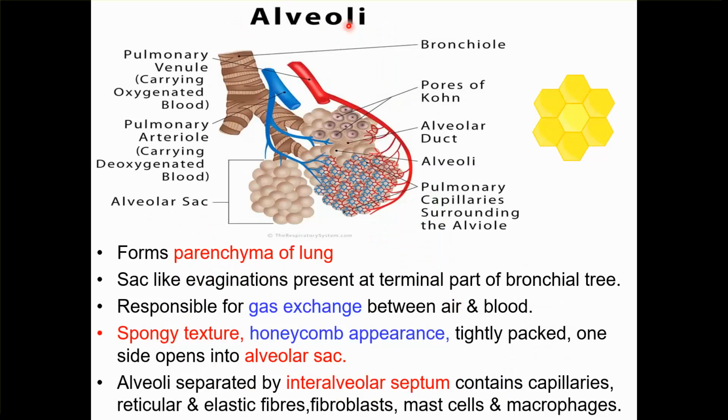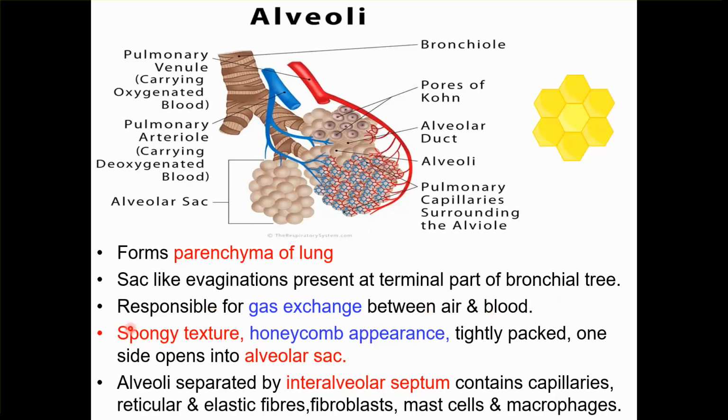Now the alveoli form the main parenchyma of the lung. The parenchyma is the actual tissue which does the function, which does the gas exchange. So that is the alveoli, the parenchyma of the lung. They are sac-like evaginations present at the terminal part of the bronchial tree, responsible for gas exchange between the air and the blood.